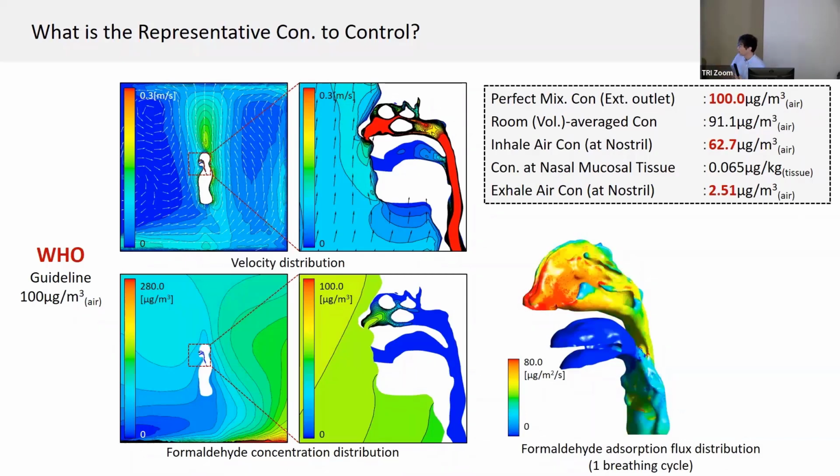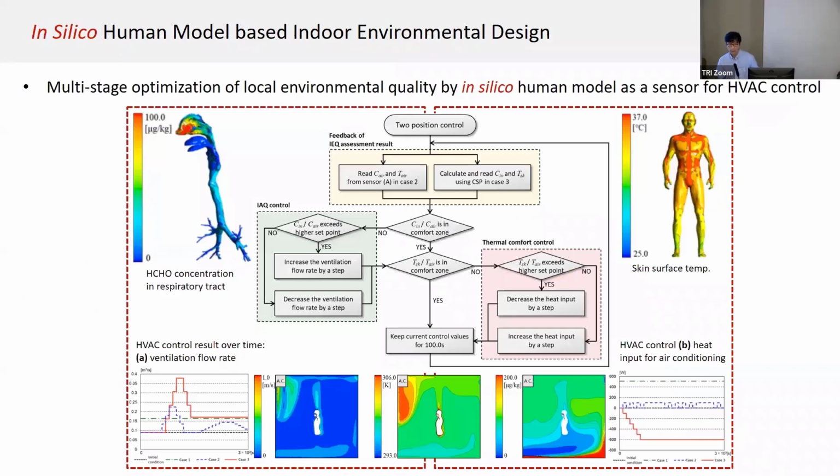But by using these types of simulation, we can feed back some very important information to the HVAC design. Therefore, the overarching objective of our study is to develop this type of method, a multi-stage optimization method of total local environmental quality. Local means skin surface temperature, dermal exposure or inhalation exposure, by using an in silico human model as a sensor for the HVAC systems.